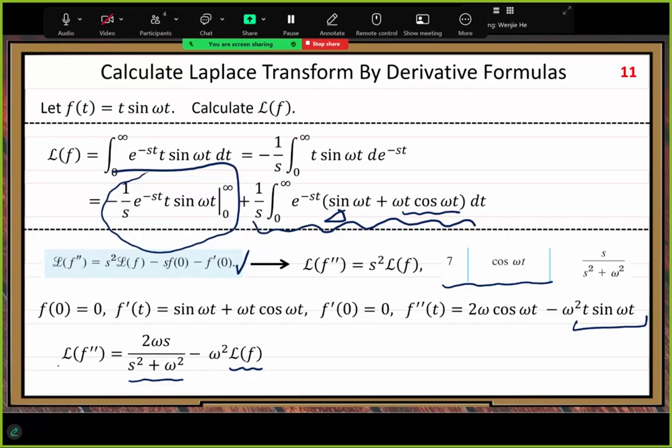So here you can see for this L of f double prime, we have 2 different expressions, and these 2 expressions should be the same. So let us write that these 2 expressions must be the same. Then we can solve this equation for L of f easily. L of f equals 2 omega s over (s squared plus omega squared) squared.